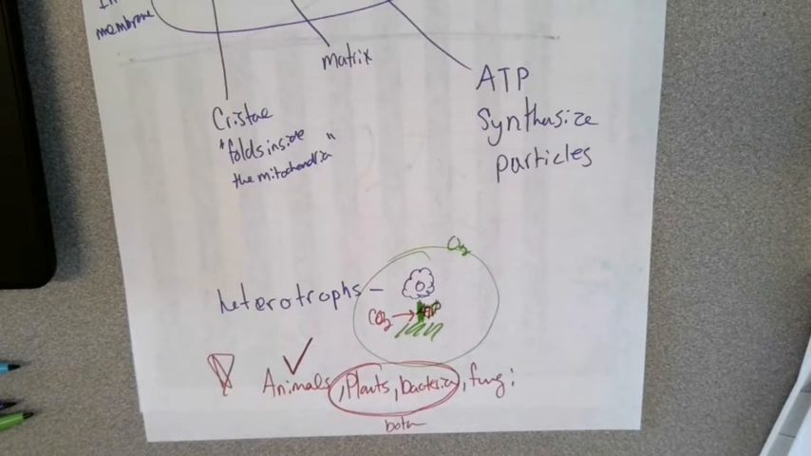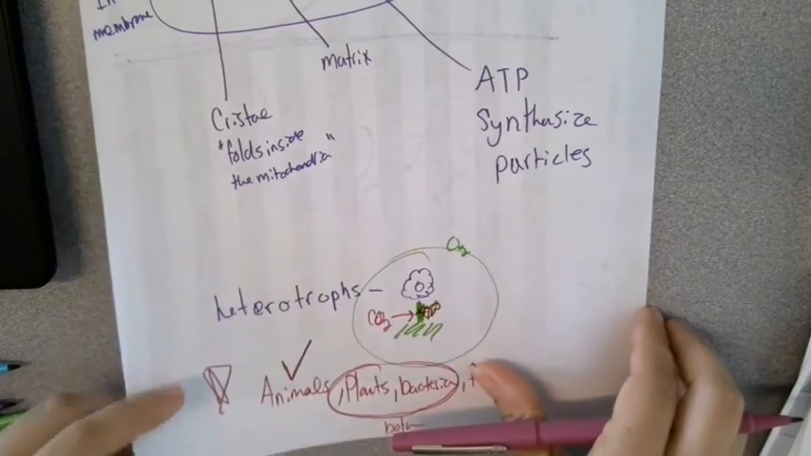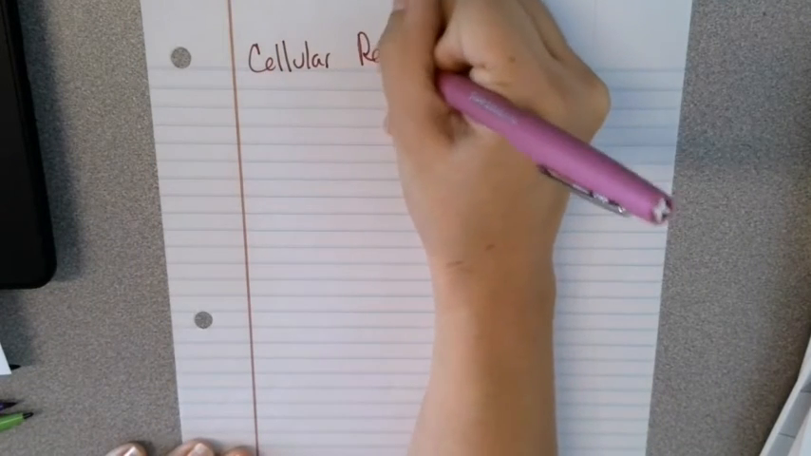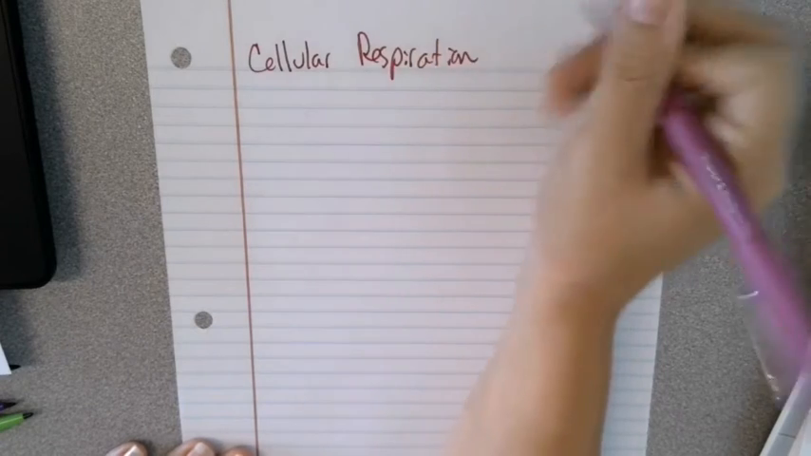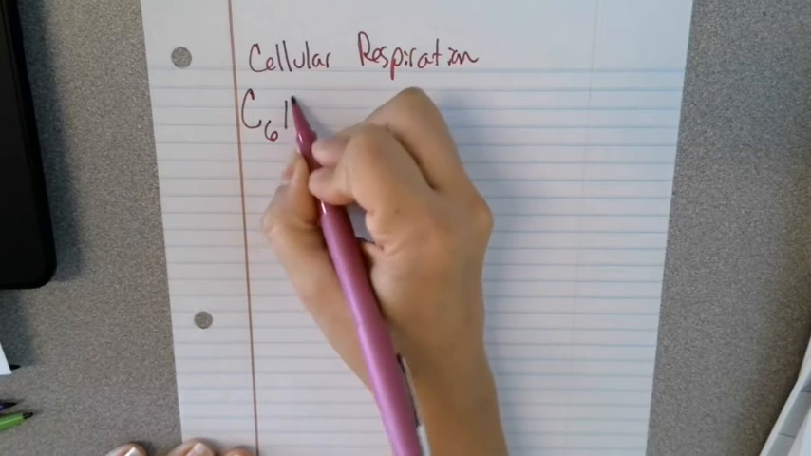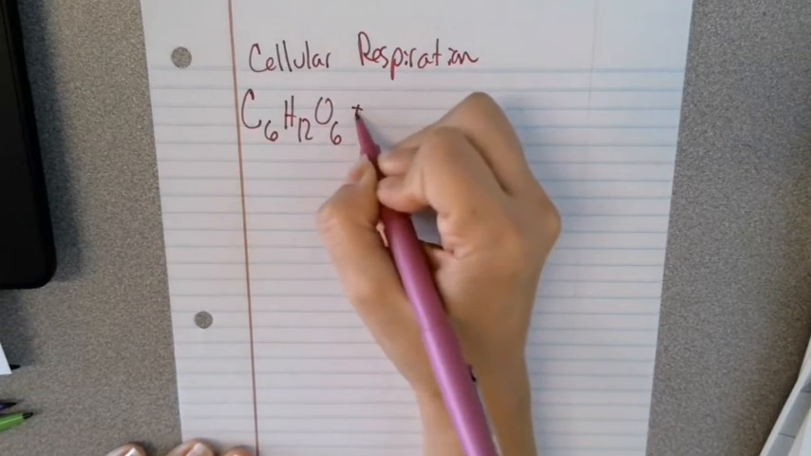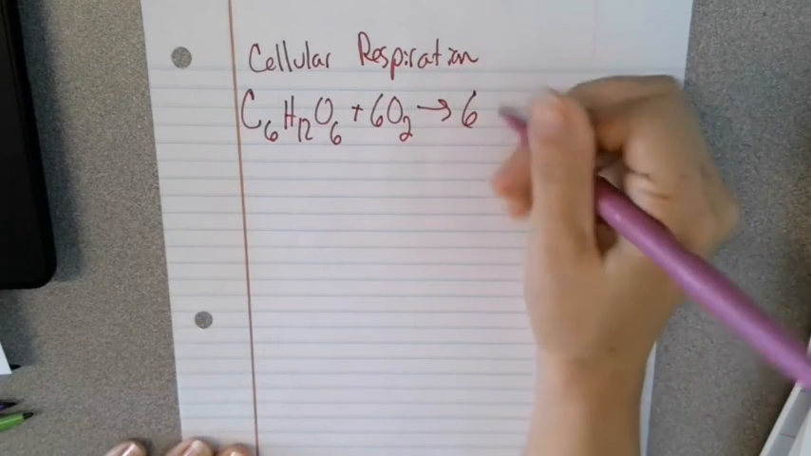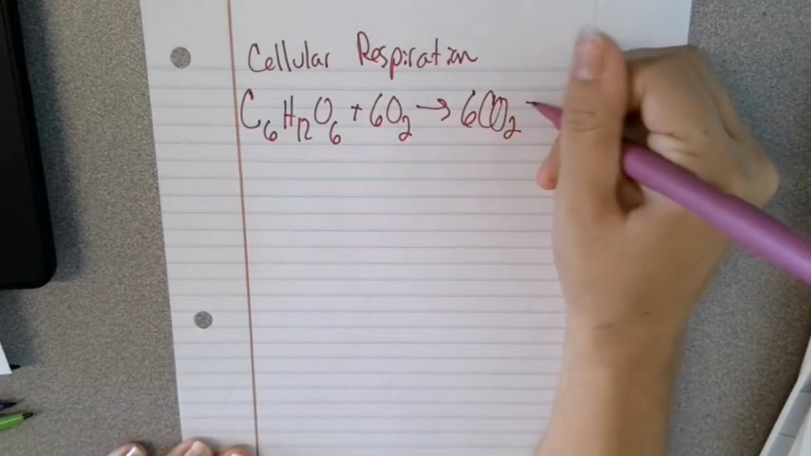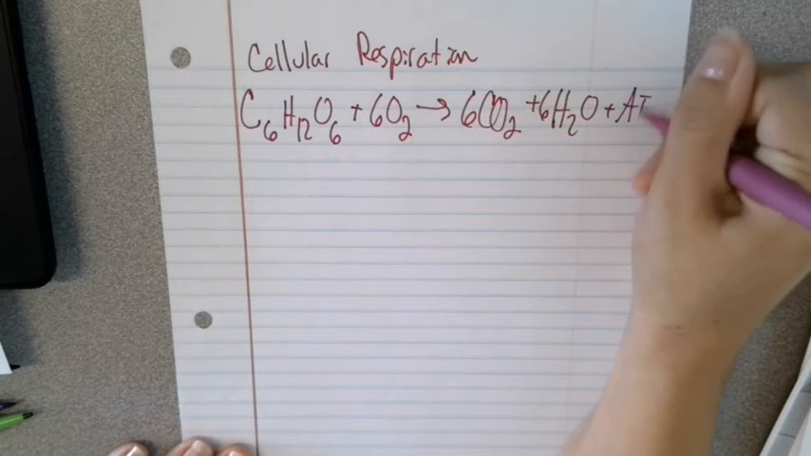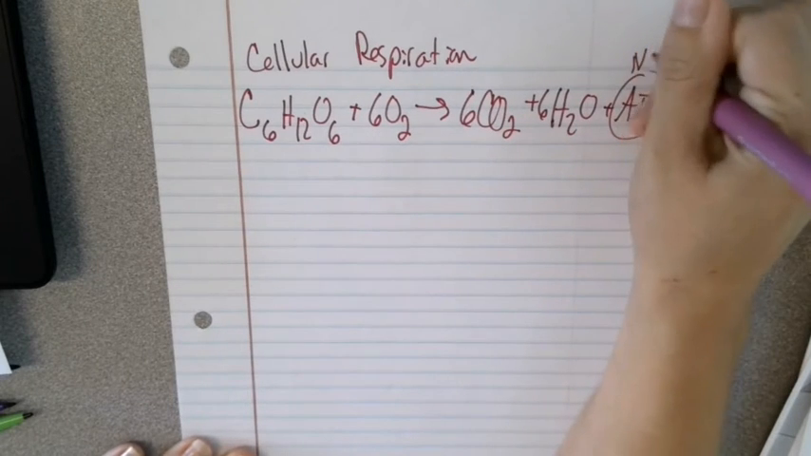So let's look at our chemical equation. The chemical equation for cellular respiration should look somewhat familiar. So C6H12O6 plus 6 O2 gives us 6 molecules of carbon dioxide, 6 molecules of water, and ATP. And keep in mind that ATP is energy.